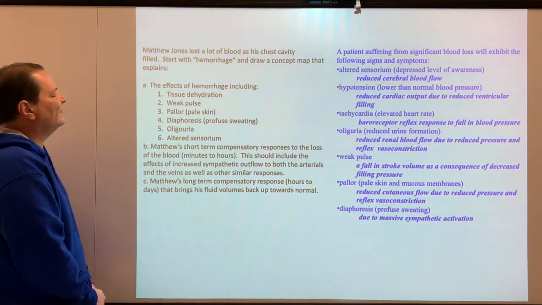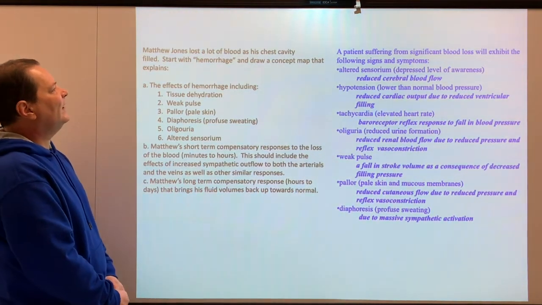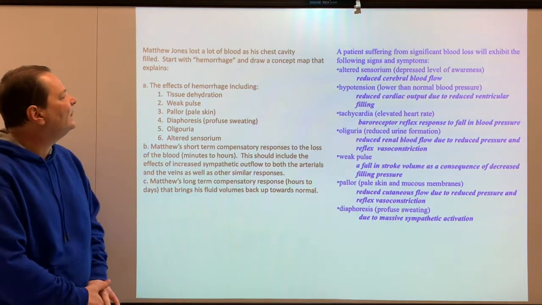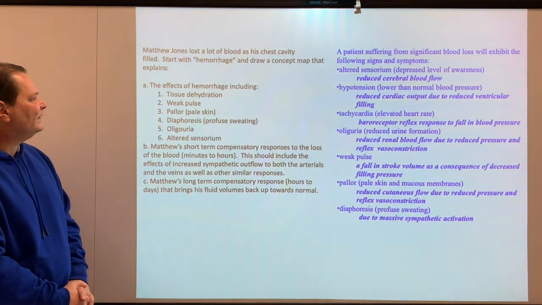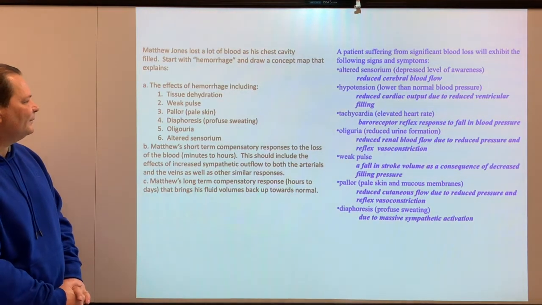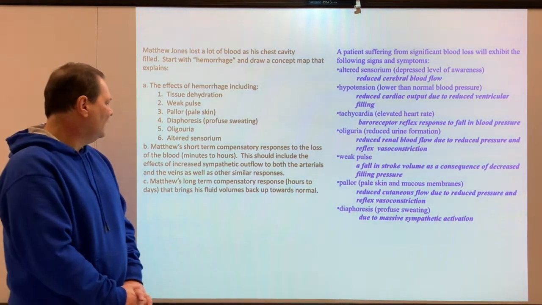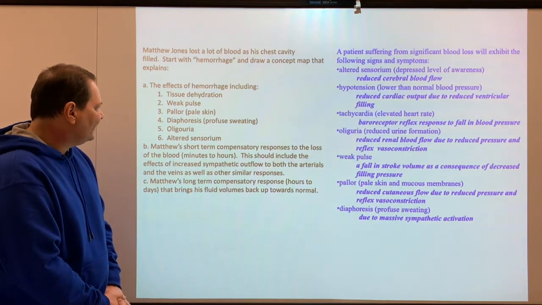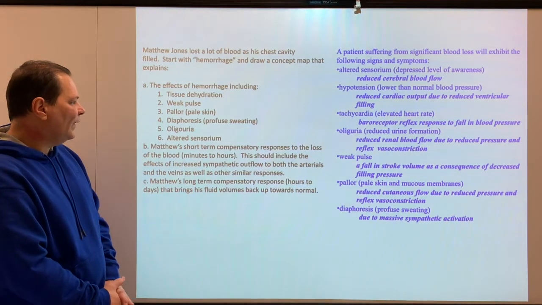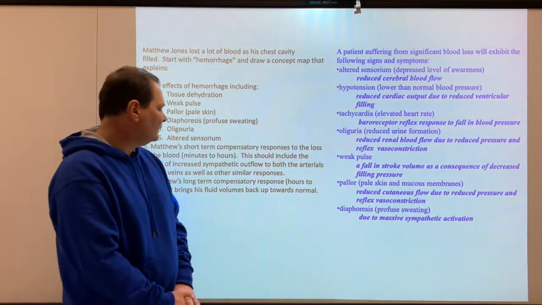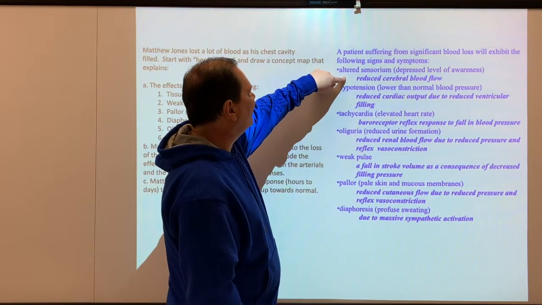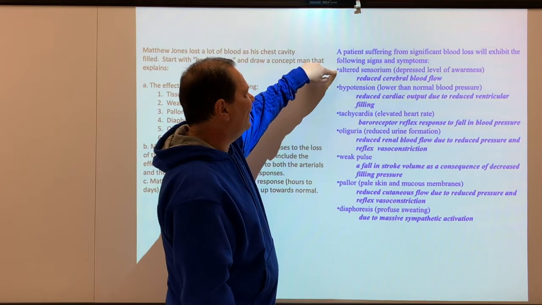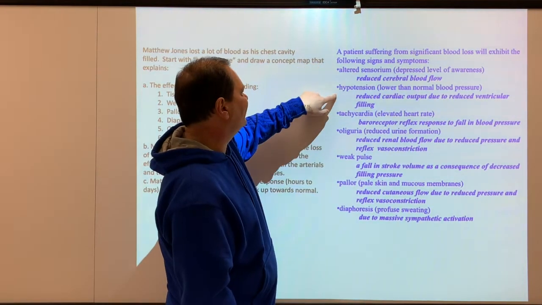Matthew Jones has lost a lot of blood because he's also got a hemothorax. Draw a concept map that explains the effects of hemorrhage, including tissue dehydration, weak pulse, pallor, diaphoresis, oliguria, altered sensorium. So, and then we're going to do a concept map. All right. So, reduced cerebral blood flow causes depressed level of awareness, altered sensorium.